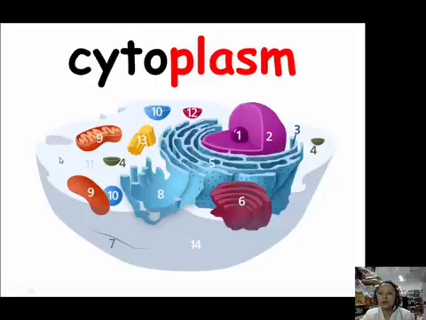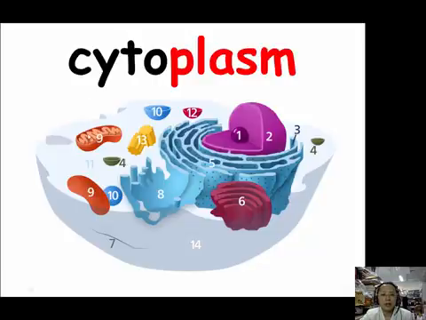Cytoplasm is the protoplasm of a cell exclusive of that of the nucleus. It does not include the nucleus. Cytoplasm consists of a continuous aqueous solution. Now, part 11 in this picture is called cytosol. And then it also includes the organelles and inclusions suspended in it.